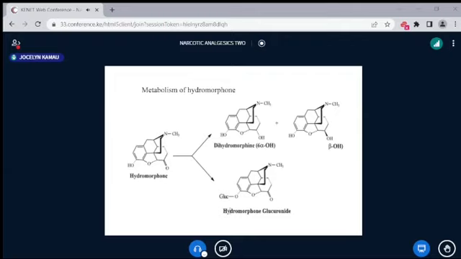So you can have the dihydromorphine. Again, it's dihydromorphine because, remember, hydromorphone will not have that double bond because of the hydro. So it will have the dihydromorphine, which can either have the alpha class, this one here. This is our alpha orientation.